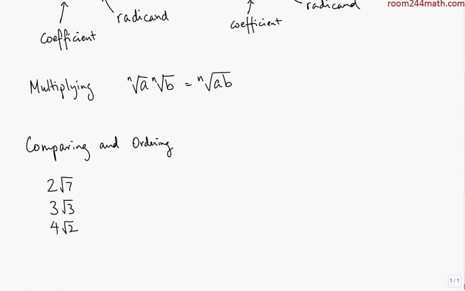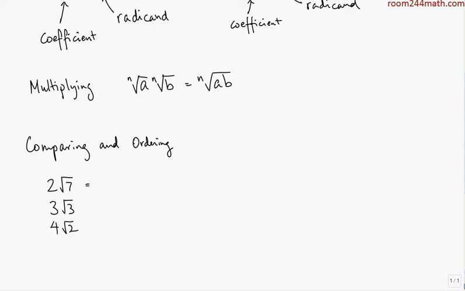Okay, so let's take a look at comparing and ordering. Let's say we have these three radicals. If you wanted to put them into correct order by size, by magnitude, it's pretty difficult to tell without plugging them into a calculator and getting a decimal approximation. But if the indices are all the same, you can turn them all into entire radicals and compare them quite easily.